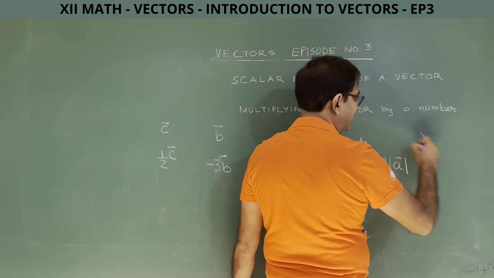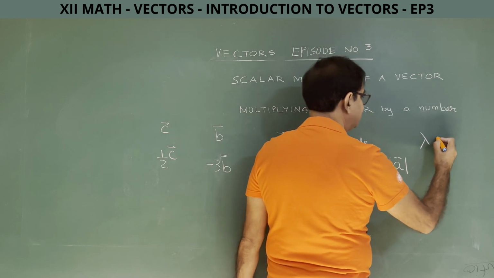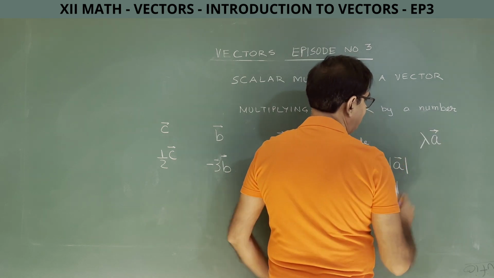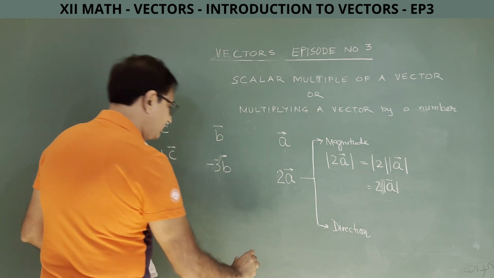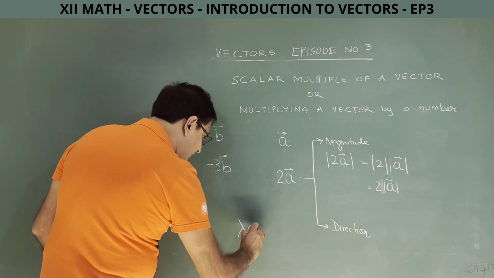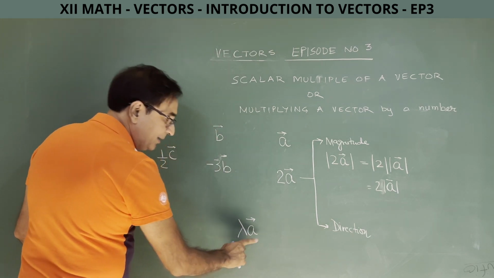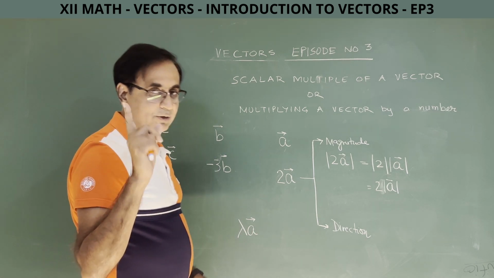Suppose lambda is some scalar. It could be positive, negative, and this is the vector a. Let me write on this side. This might go outside the screen. Alright. So lambda a, this is a vector. What I have done? I am making a formula for you. Please remember it. I will be using it in the numericals.